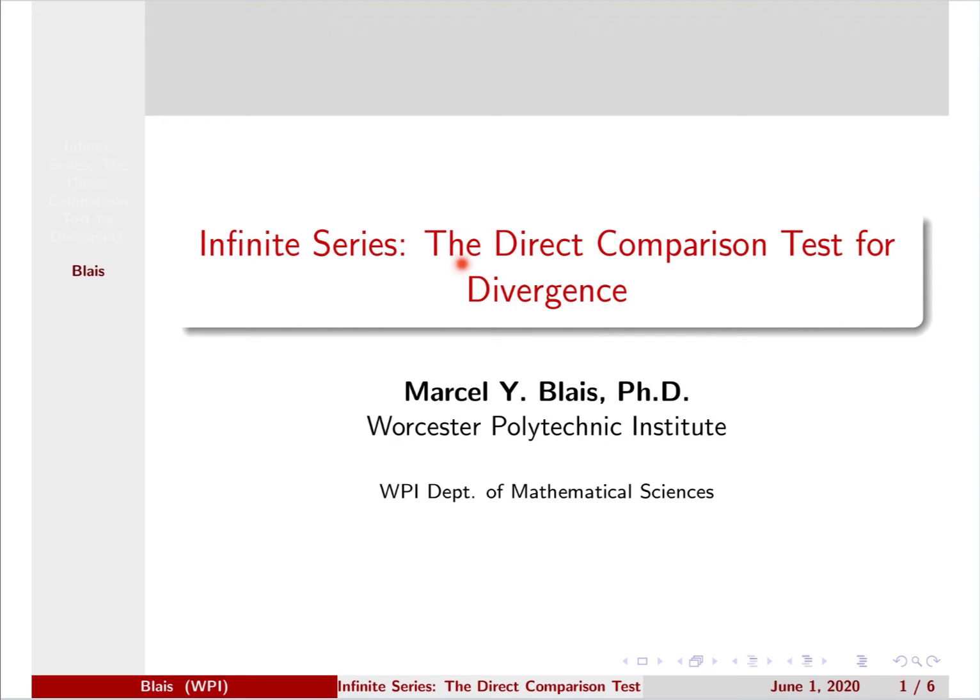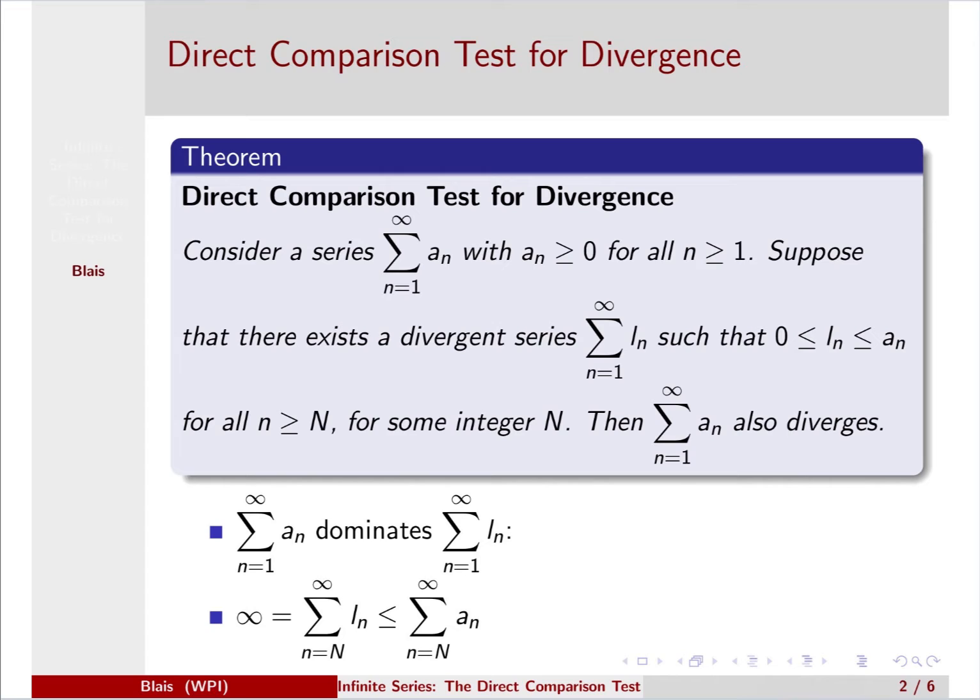In this lecture, we will be looking at the direct comparison test for divergence for infinite series. So this is very similar to the direct comparison test for convergence that we previously covered. We just reverse the situation. So roughly speaking, we have a series of all non-negative terms, and the idea is we're given a series and we're going to find a simpler series that's both smaller and divergent. If it's smaller and divergent, the bigger one has to be divergent as well.